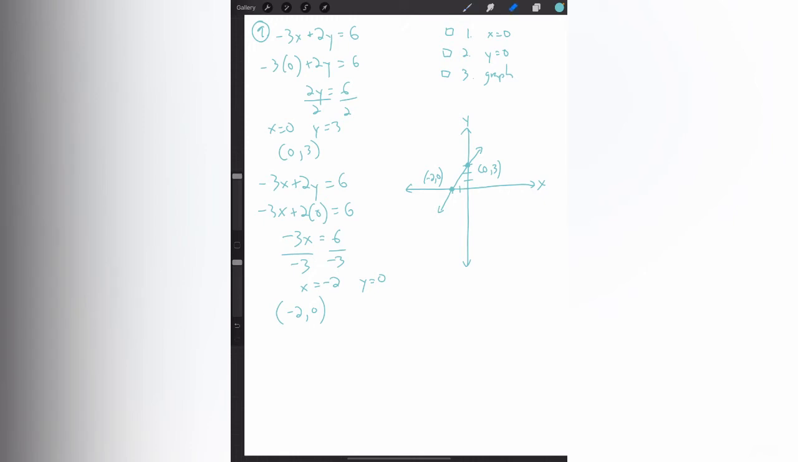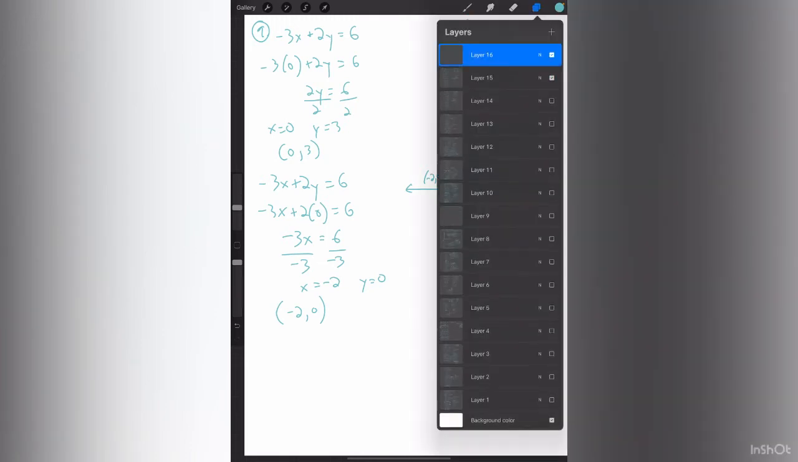And the equation for the line was negative 3x plus 2y is equal to 6. All right, so I set x equal to 0, I set y equal to 0, and then I graphed it. Those are my 3 steps. All right, moving on. I'm going to go ahead and create a new page. Number 10, only a few more.